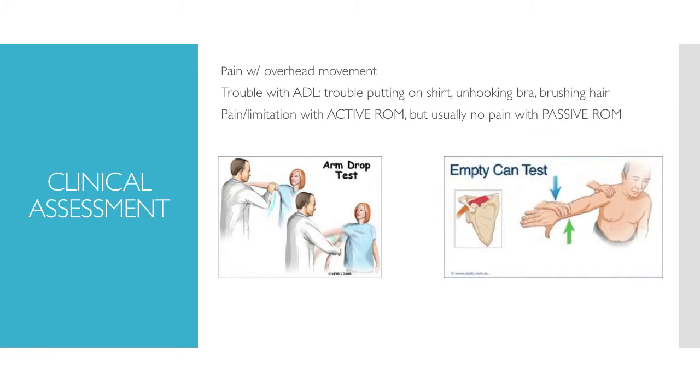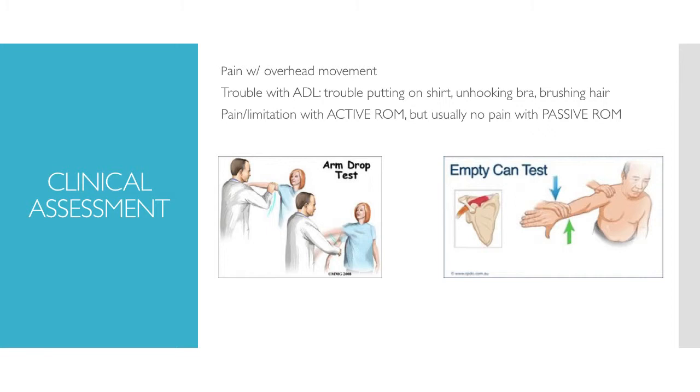We usually start with shoulder range of motion. Rotator cuff tears usually have pain or limitation on active range of motion, but not much pain with passive range of motion. The empty can test is the first test that we can look at in respect to rotator cuff tears. It involves placing the patient's affected shoulder at 90 degrees abduction and then allowing them to complete internal rotation. Any pain with this is considered a positive test.